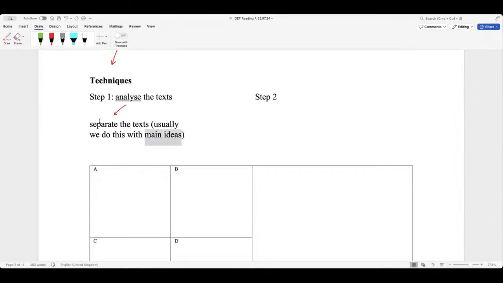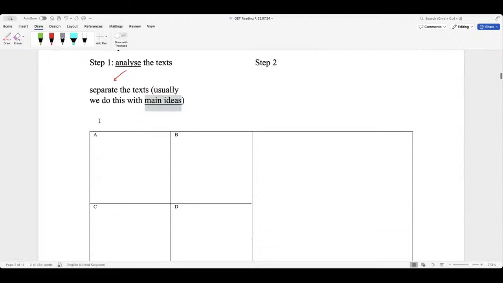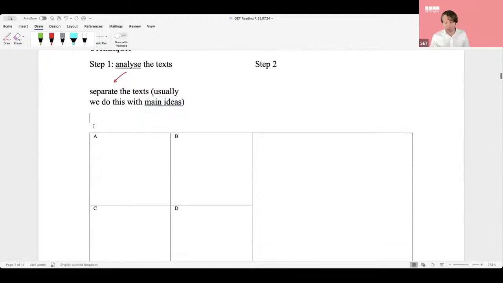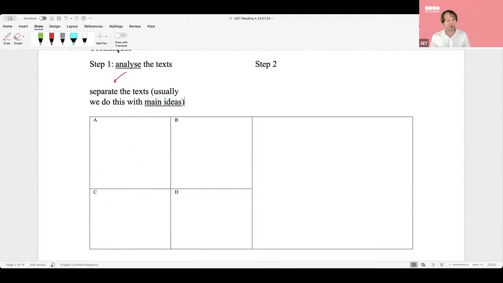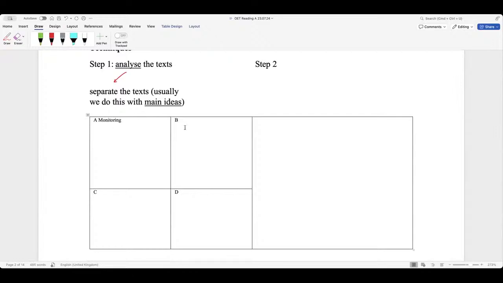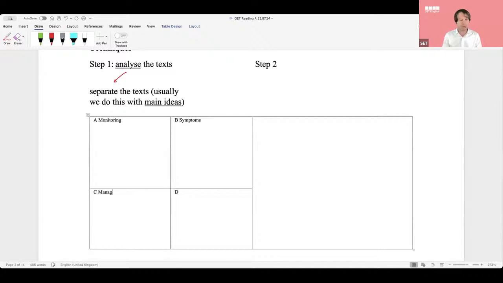There are other ways, but the most important thing is main ideas. For example, the main idea might be monitoring. Then we might have, for example, symptoms. And text C might be, guys, give me an example. What do we say? Epidemiology.